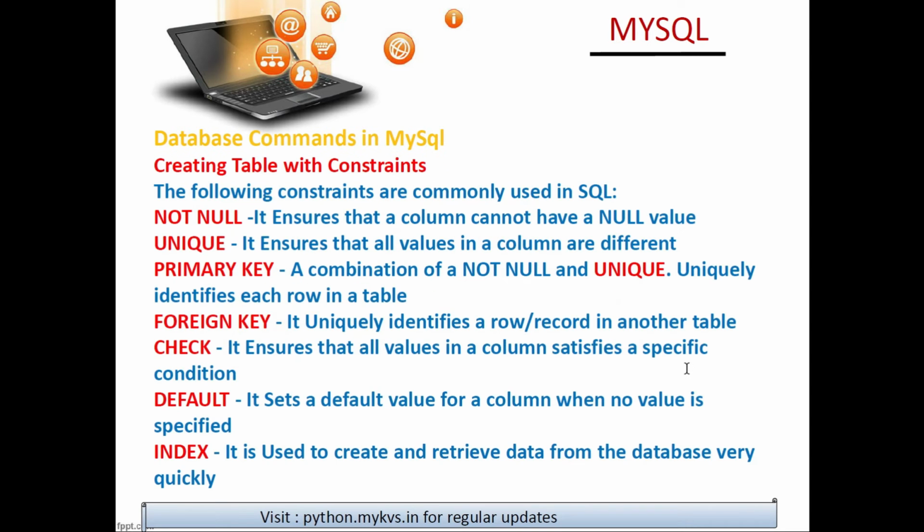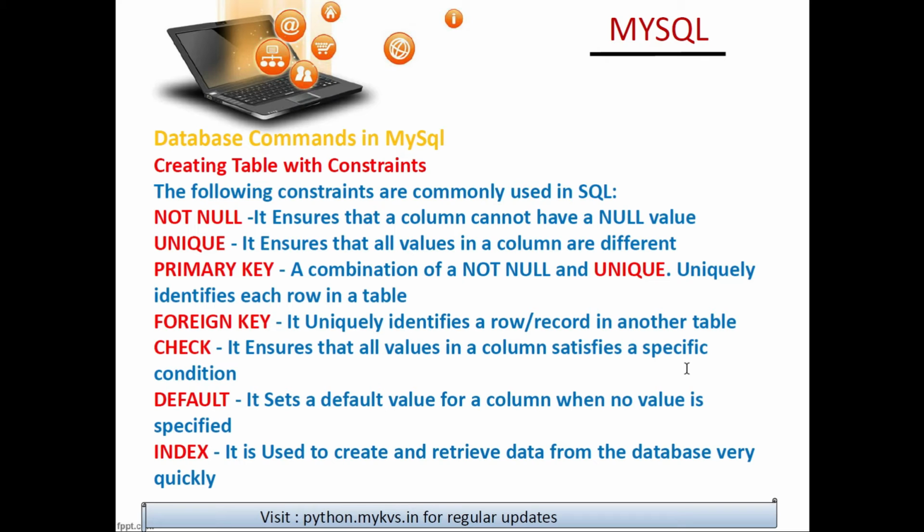Now there are certain things called constraints. Not null: previously you have seen it in the YouTube links I also sent, and I explained what a primary key is and showed practically what happens with it. Here a few terms are available. Not null ensures that a column cannot have a null value, so you have to mention it beforehand. Unique means all values in a column are different.